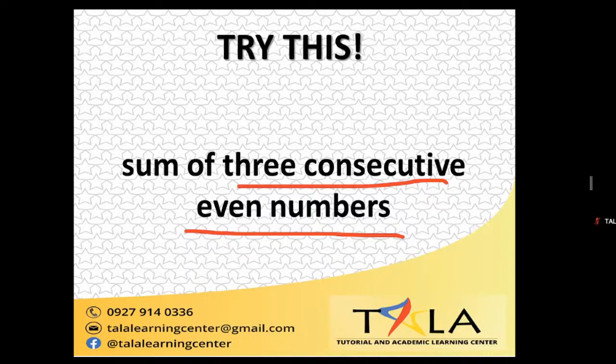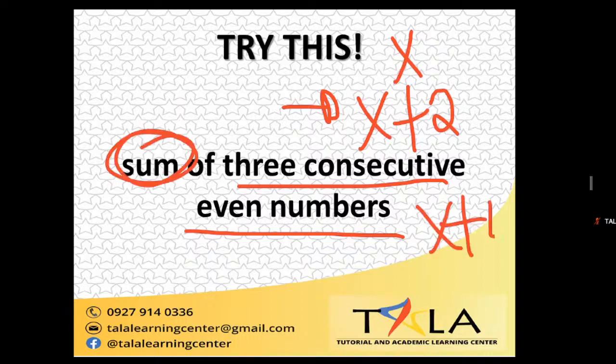Kung yung una, x. Yung pangalawa, magdadagdag ka din ng dalawa, x plus 2. Pero yung susunod, kunwari, 2, 4, nagdagdag ka ng dalawa. Yung sumunod, nagdagdag ka ng dalawa doon dito. So, x plus 2 plus 2 or x plus 4. Kukunin mo yung sum nun. So, x plus x plus 2 plus x plus 4, etc.